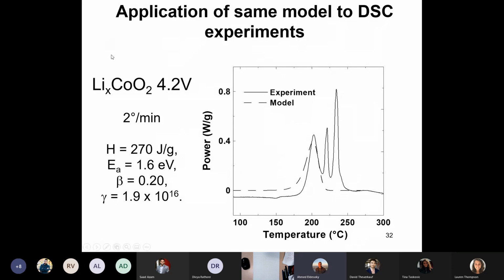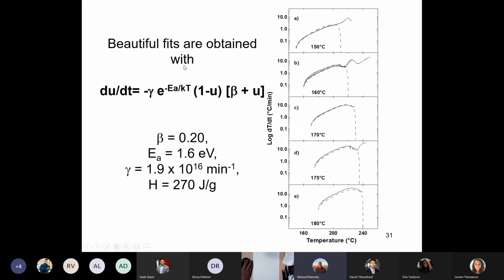Jeff? Yeah. On that last slide, how come your fit doesn't account for the increase in temperature above like 210? Yeah. Right. I was coming to that, and actually the next slide will be better for us to talk about that. Okay.